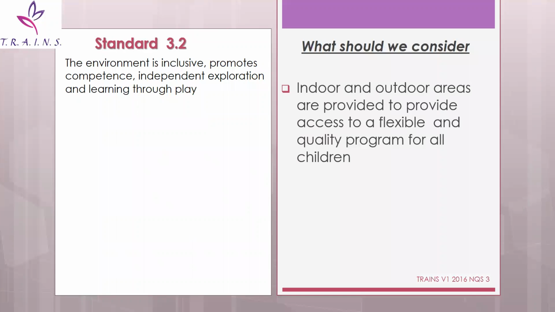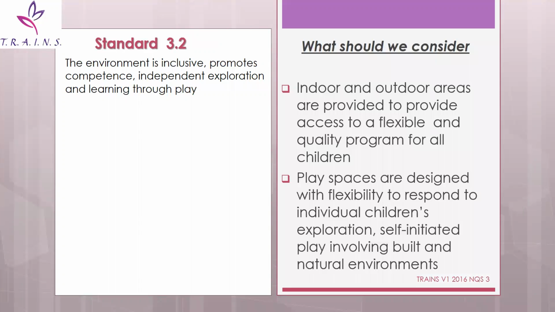Okay, standard 3.2: the environment is inclusive, promotes competence, independent exploration and learning through play. What should we consider? So we need to consider that indoor and outdoor areas are provided to provide access to a flexible and quality program for all children. Two key points there: quality program and all children. So I've talked about inclusivity, extremely important, and having a program that is of quality, that is recognising age and developmental levels of children.